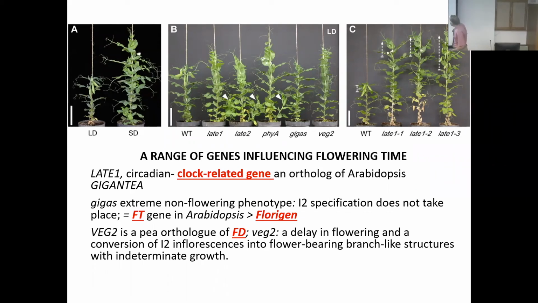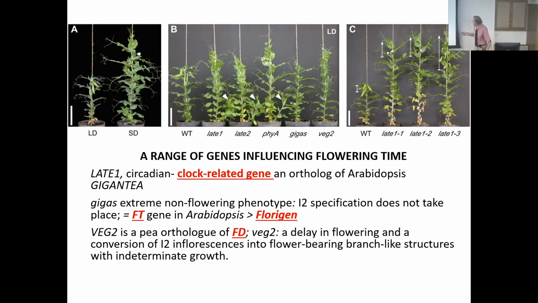I won't go through all these mutations, but here are some interesting ones related to what you may know about the control of flowering. First of all, late one, here it is in long days. I'm wondering if I made a mistake there. They're both labeled as long days. I should check that. Late one is a clock-related gene involved in circadian rhythms.